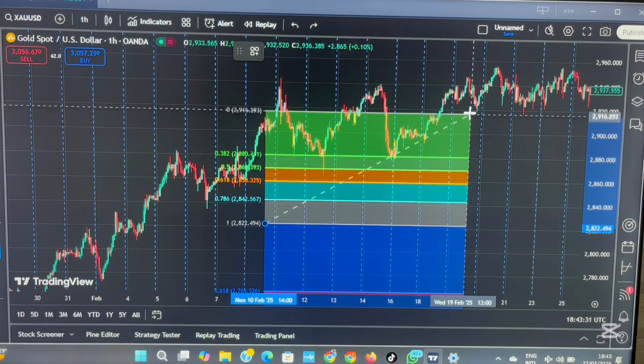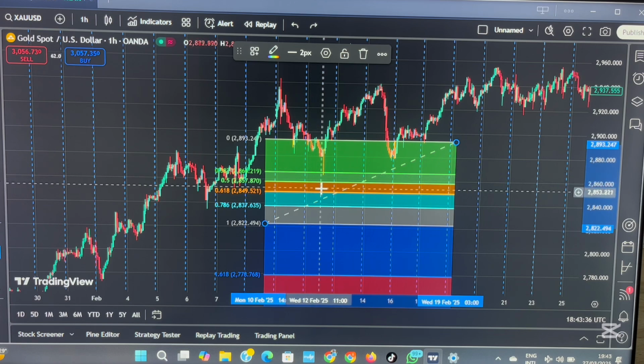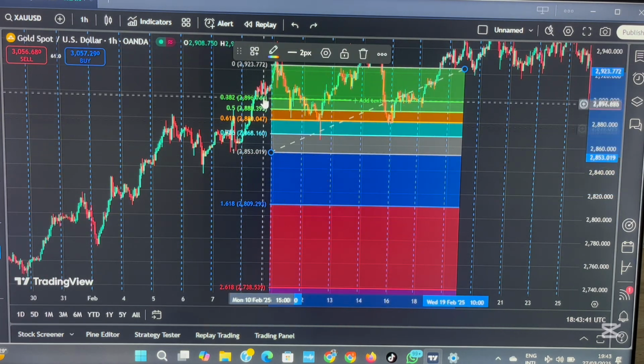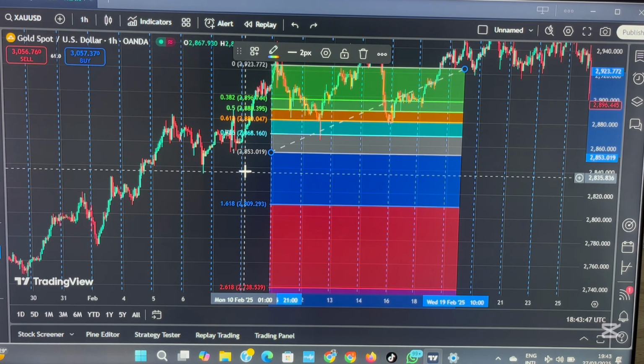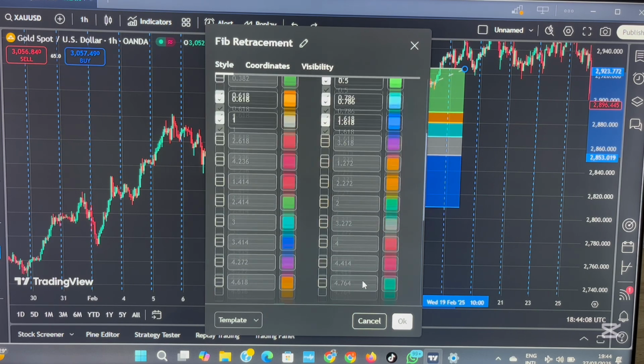Just like I told you guys earlier, the Fibonacci retracement tool has a lot of numbers on it. But the numbers you need, to make this simpler for you so it won't be confusing, all you need to do is go to the settings, untick this, leave zero. All you need is this 0, 0.5, 0.78, and 0.618, and 1. Untick this, and then go down.